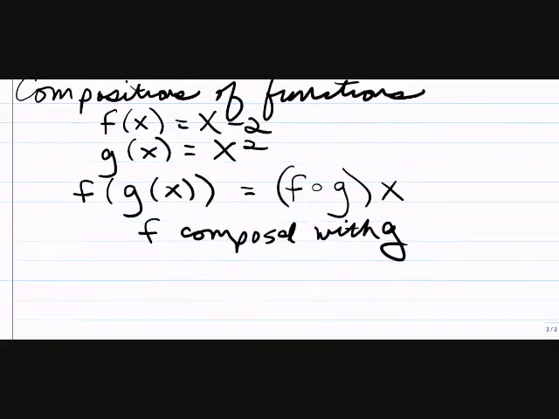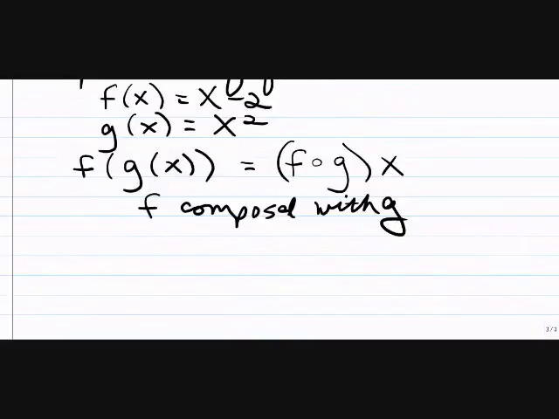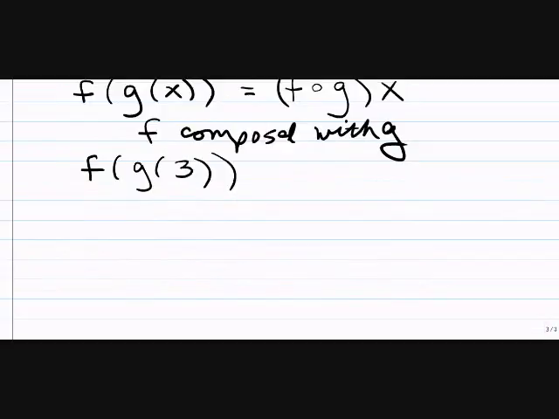Okay, so let's compose f with g. So let's find f of g of x. Oh, hang on. Let's do a number here. We'll do f of g of 3, f composed with g at 3. I'll show you examples with the number and I'll show you examples without the number. Okay, it's a 2-step process.